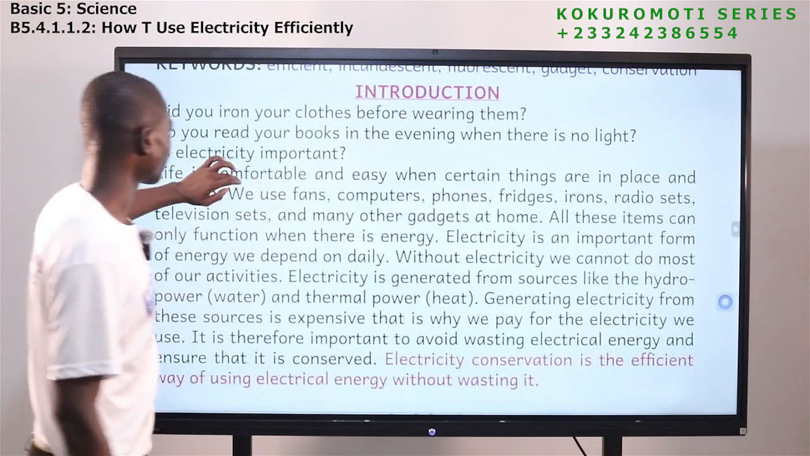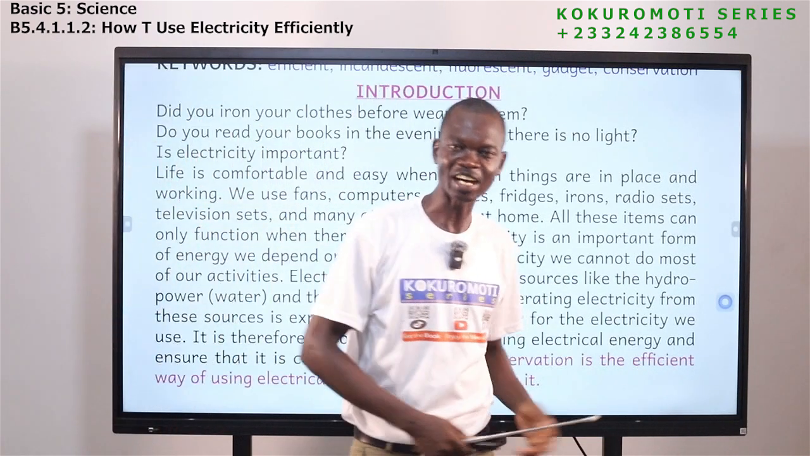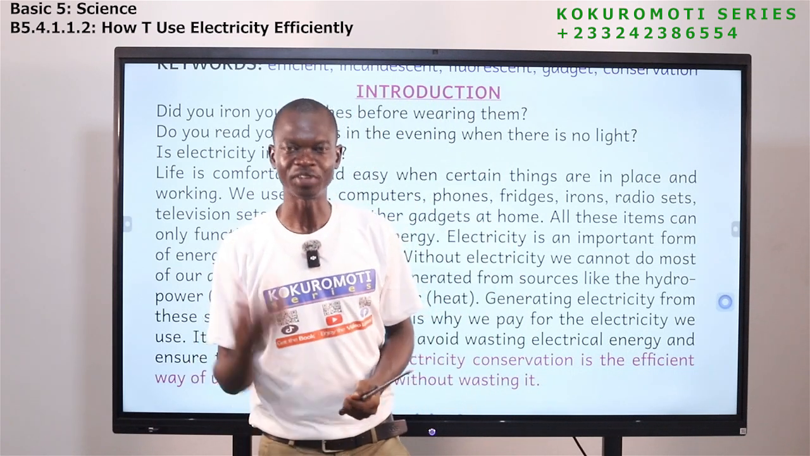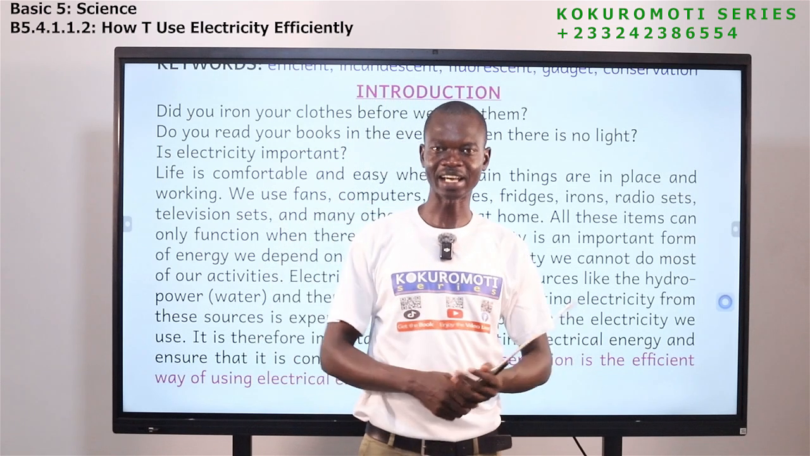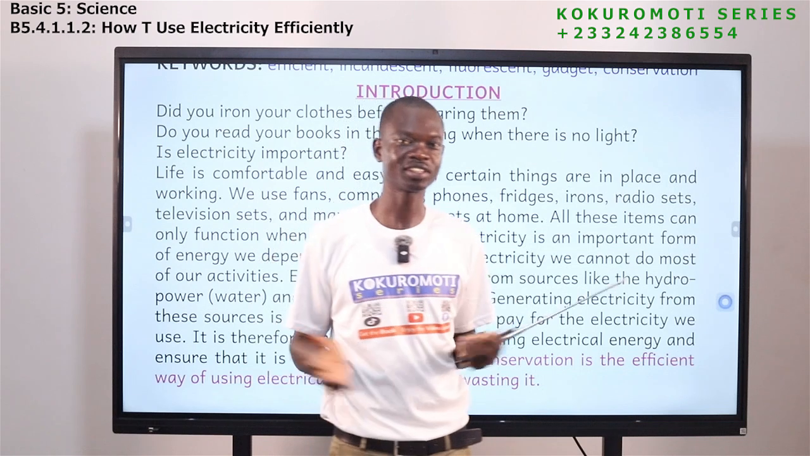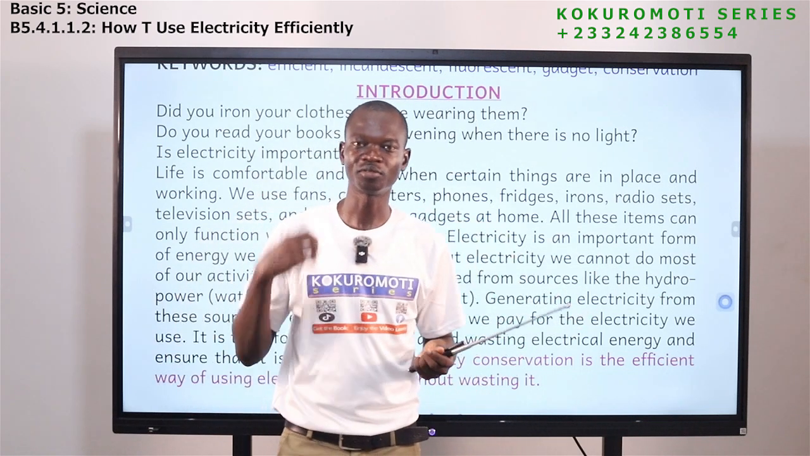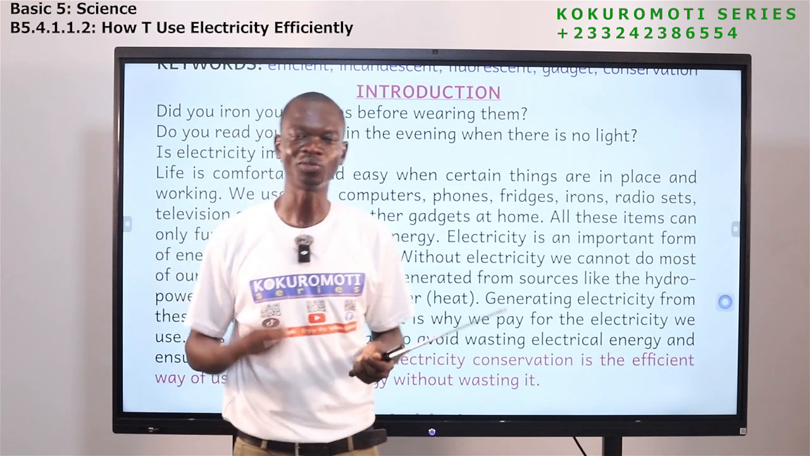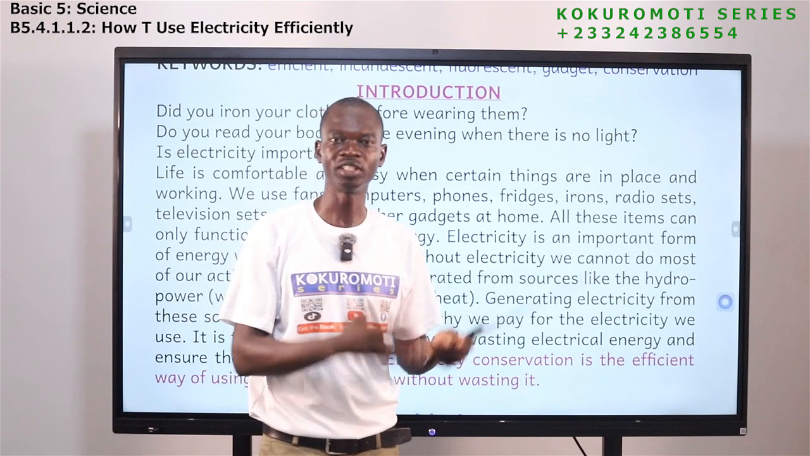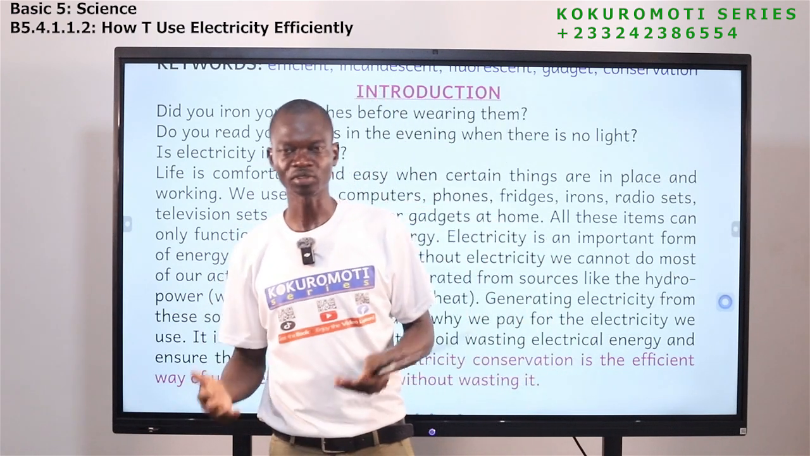So we are looking at electricity. What are some of the things that we use electricity for? When you go home, when you are in school, when you go outside, what are some of the things that we use electricity for? Electricity is used for so many things. In the night or in the evening, we need light, so we need electricity so that our bulbs can produce light. We need to listen to news.